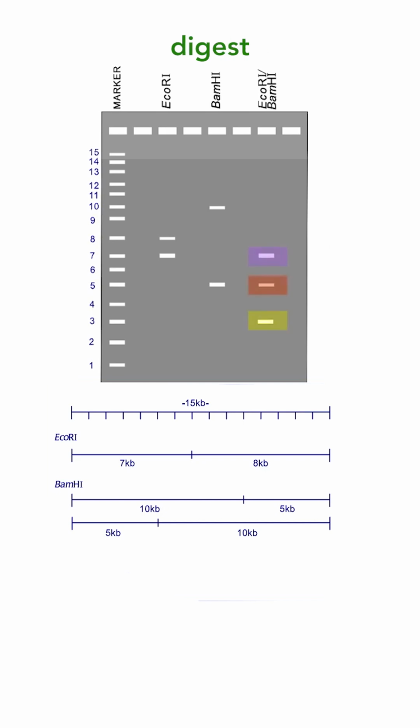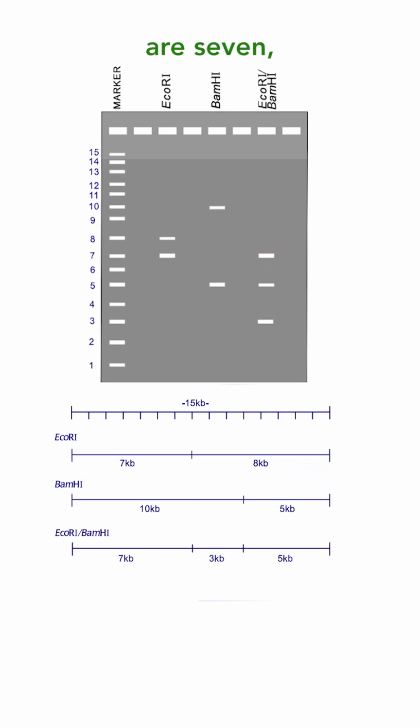A double digest, using both EcoRI and BamHI, is performed, which gives bands whose lengths are 7, 5, and 3 kilobase. The 8 kilobase EcoRI fragment is replaced by fragments that are 5 and 3 kilobase long, which tells us that there is a single BamHI site within the 8 kilobase EcoRI fragment.